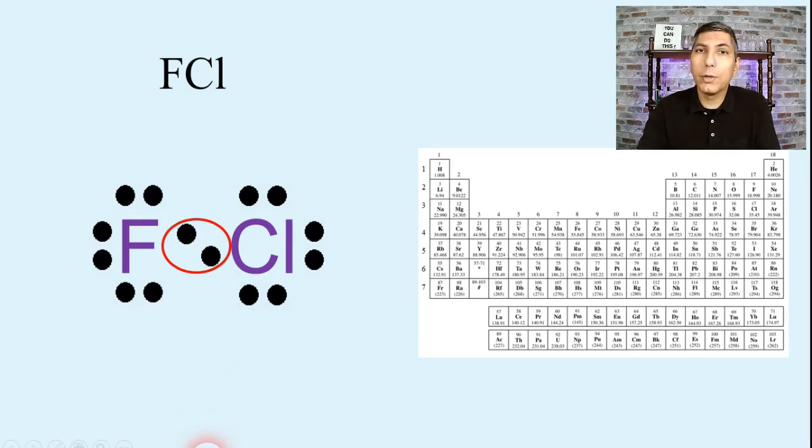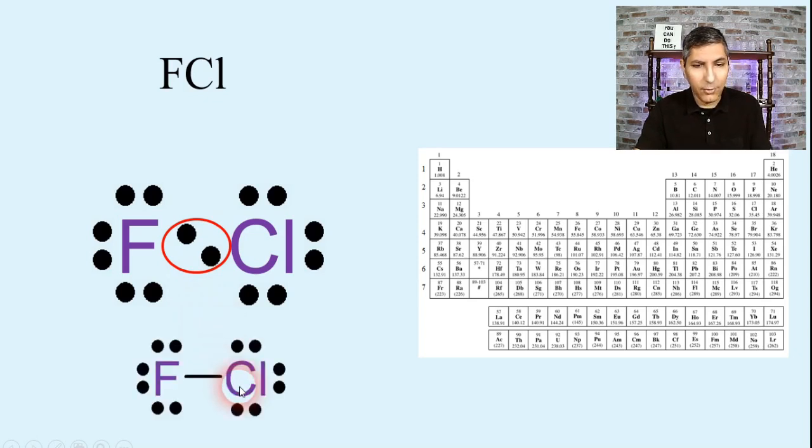Now, to draw a Lewis electron-dot diagram, we need to replace the shared pair with a line. And so when I draw the line, it looks like this.